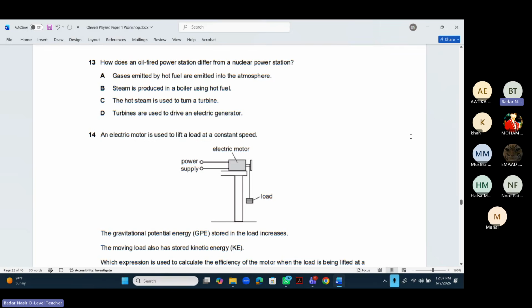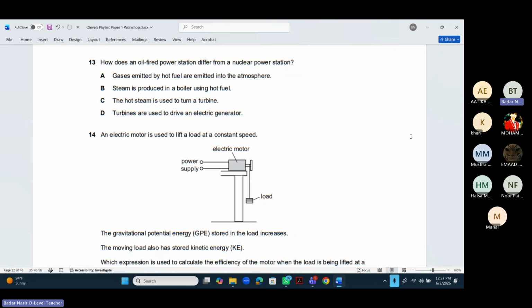How does an oil fired power station differ from a nuclear power station? Gases emitted by hot fuel are emitted into the atmosphere. Steam is produced in a boiler using hot fuel. The hot steam is used to turn a turbine.